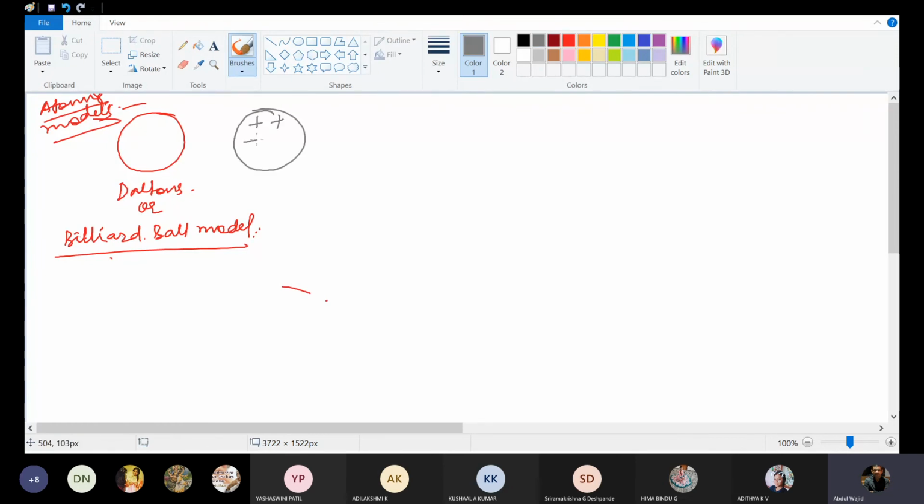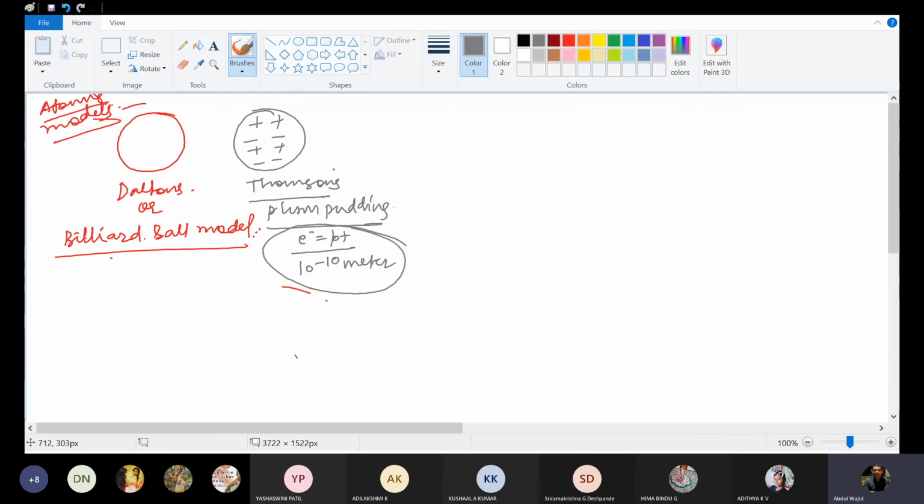This is plus, plus, minus, minus, means electrons and protons are in equal number, so the atom is electrically neutral. That is Thomson's atomic model, or the plum pudding model. Here two points you should remember. One, the atom is neutral because electrons are always equal to protons. And second, the diameter or radius of the atom is of the order of 10 to the power minus 10 meter. These two points you should remember because they were the outcome of Thomson's atomic model.